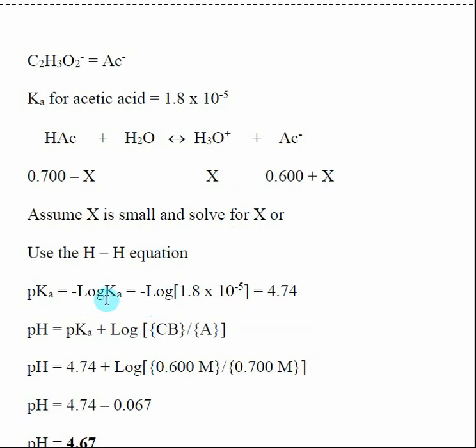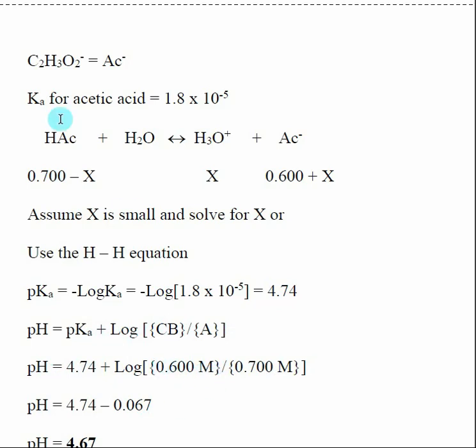So the first thing I need to do is find the pKa of our acetic acid. We have the Ka, so you just take the negative log of that. So the pKa of acetic acid is 4.74. I then plug the concentrations in, along with the pKa, into my Henderson-Hasselbalch equation. So pH is equal to my pKa plus the log of the relative concentrations of my conjugate base divided by my acid. Remember, I can use molarity or moles.